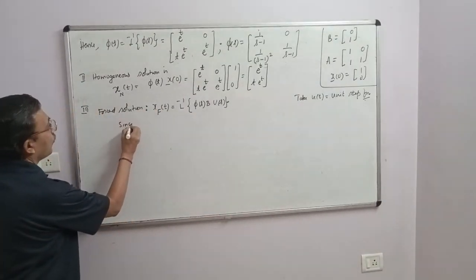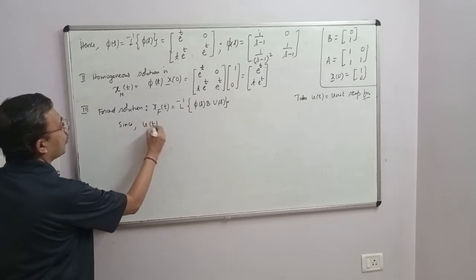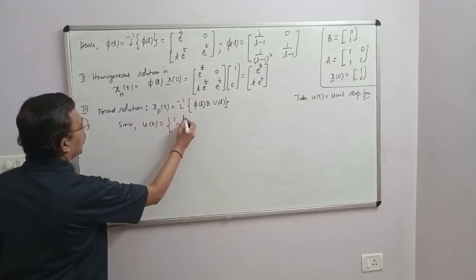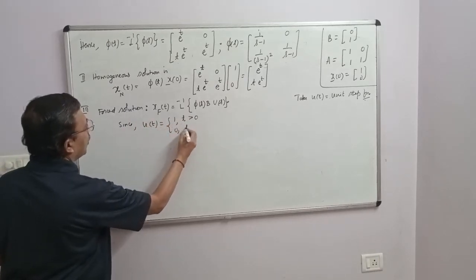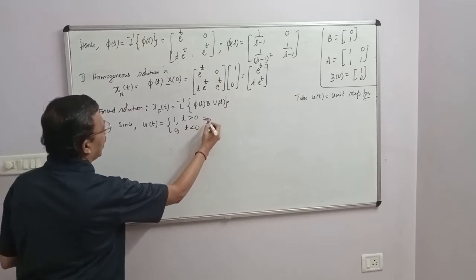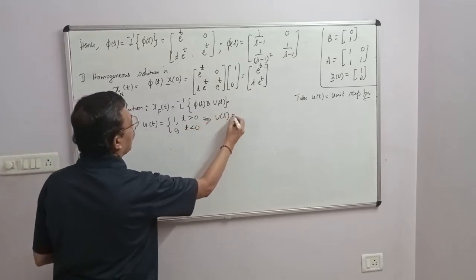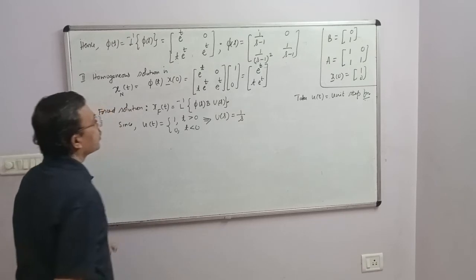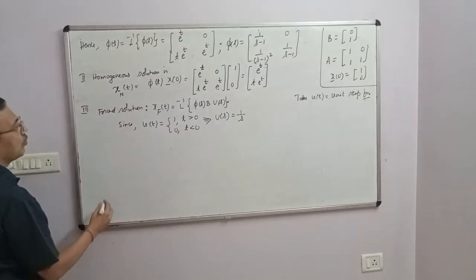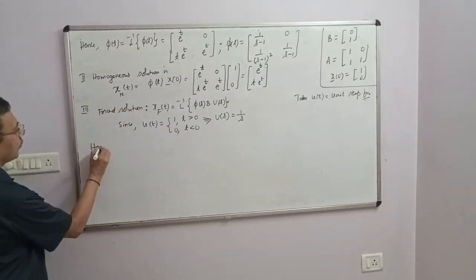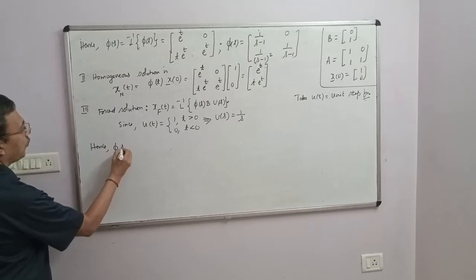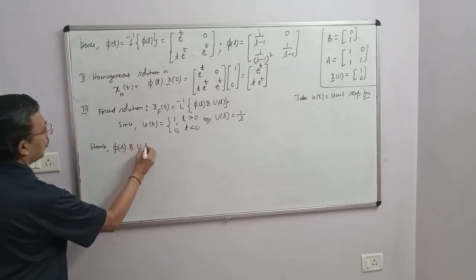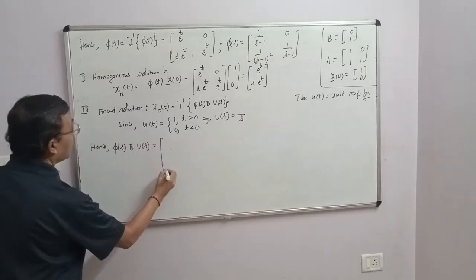Since u of t is equal to 1 for t greater than 0, 0 for t less than 0, it implies u of s is equal to 1 by s. Hence, phi of s into b into u of s is equal to, what is phi of s?